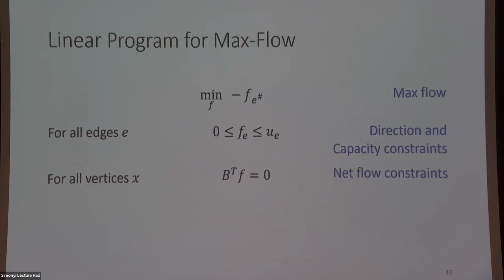In this way, we can write the problem again in a linear programming formulation. We want to find a flow vector f that satisfies the capacity constraints, that it's at least zero and at most U_E on every edge, and that it satisfies a linear equality constraint on every vertex. So here B is called the edge vertex incidence matrix, and you can just think of it as the matrix that captures the fact that at every vertex, the incoming and outgoing flows match. In other words, the total sum is zero.